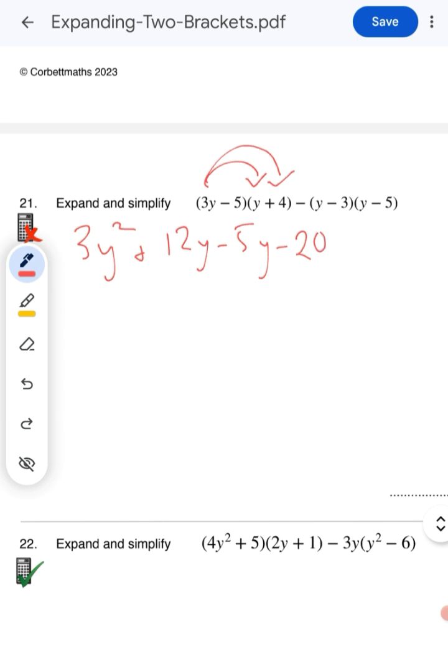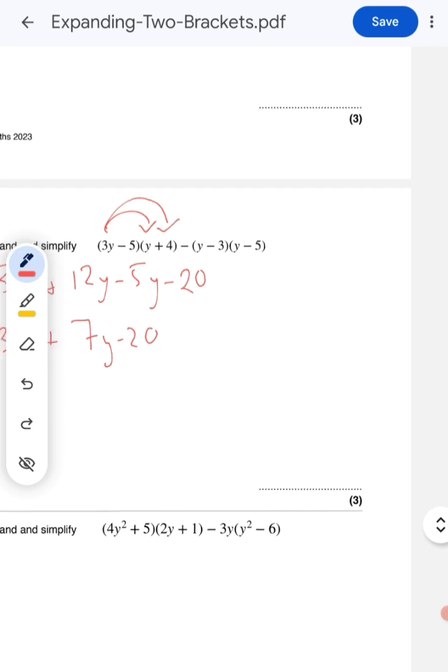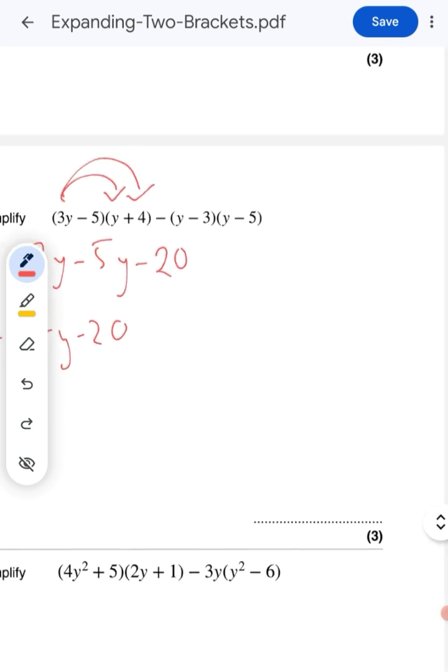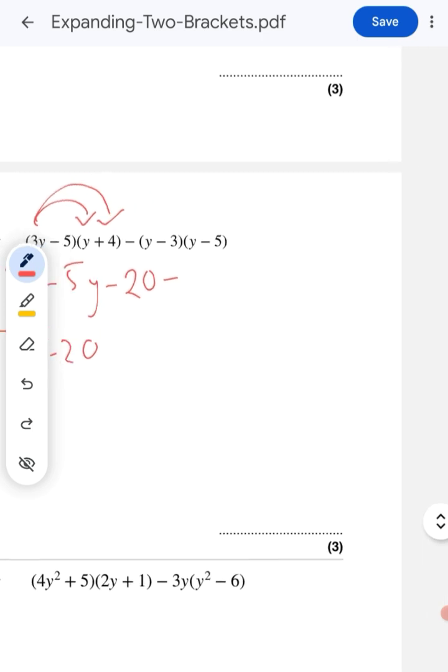I believe you all are clear with this, right? So let's simplify one side now. It becomes 3y squared plus 12 minus 5, which is going to be 7y, minus 20. Okay, now one side is done. Let's talk about the other side. This one, minus, keep it as it is, because in the end we are going to multiply it out.